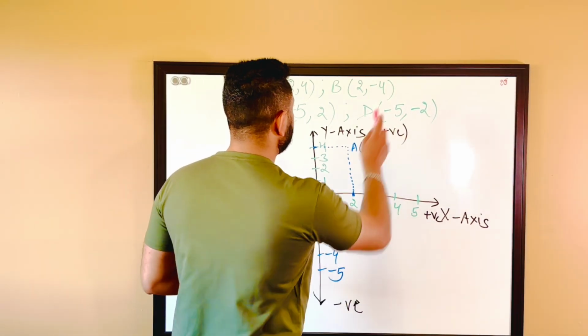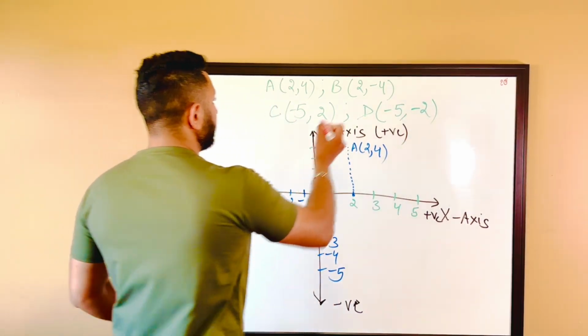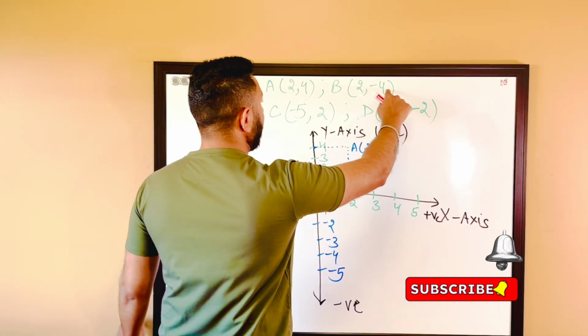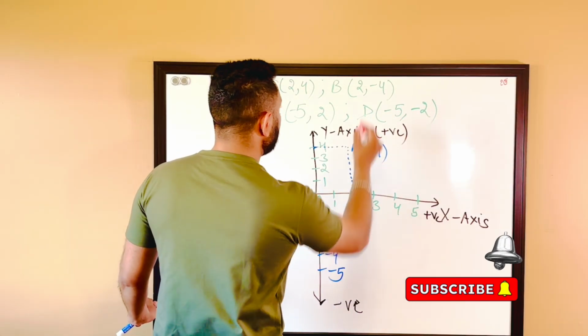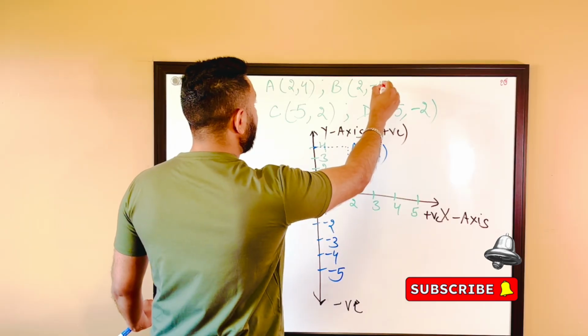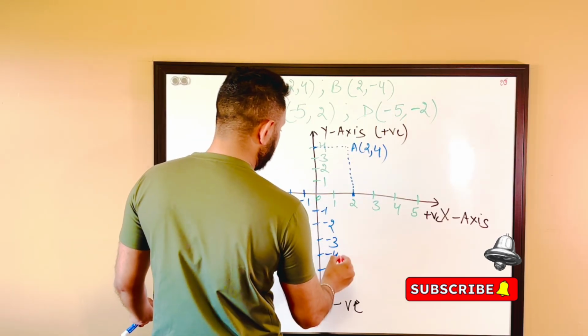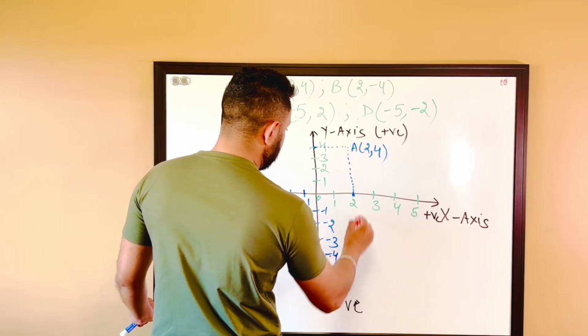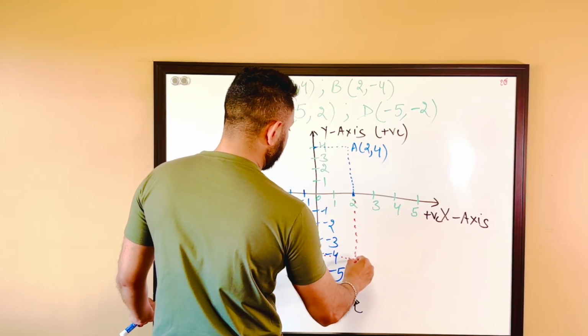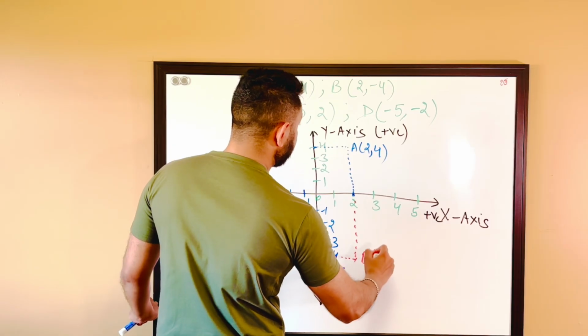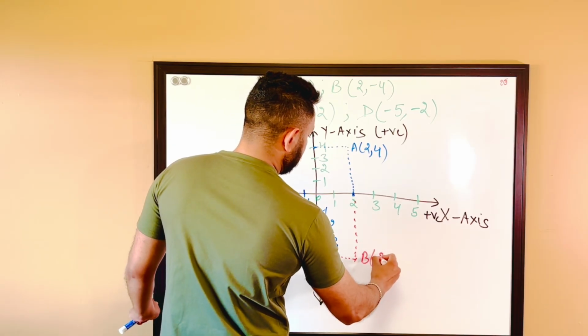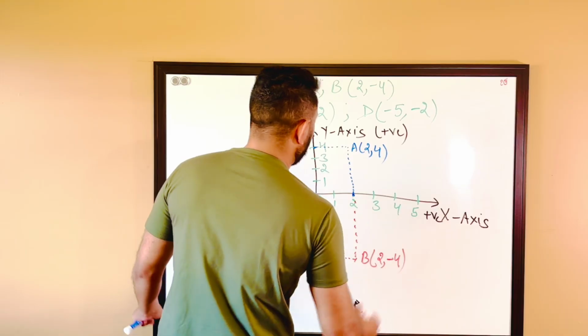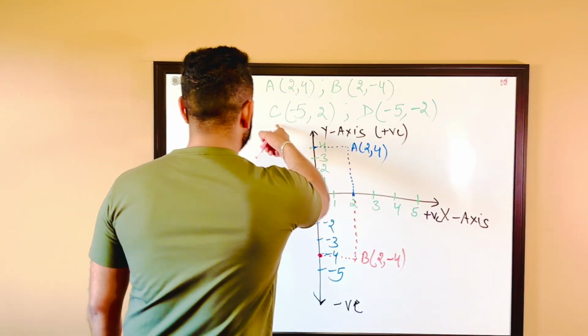So now we're gonna locate point B. So this is x coordinate and this is y. So this is 2, like the x coordinate, and the y coordinate is minus 4. So that means here. So this is the location of this point B, 2 minus 4.